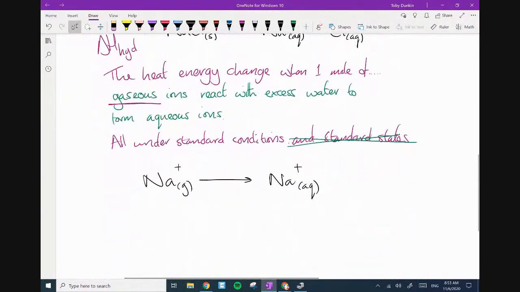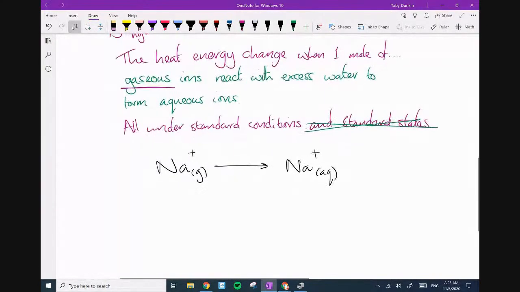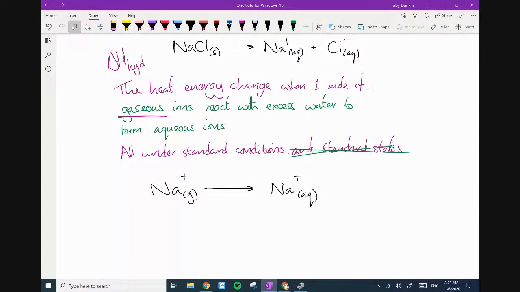Next, hydration. There we go. 1 mole of gaseous ions reacts with excess water to form aqueous ions, all under standard conditions. No standard states because everyone's outside of the standard states. Will it be the same for all the equations?